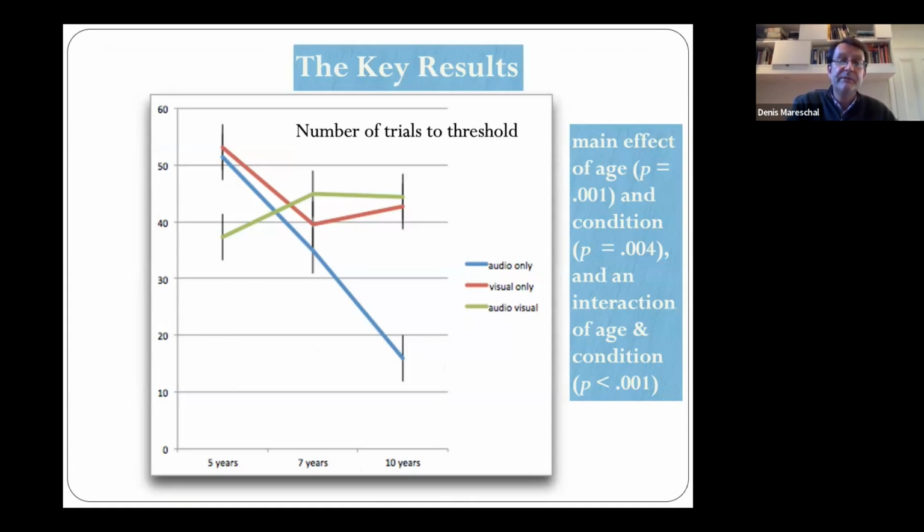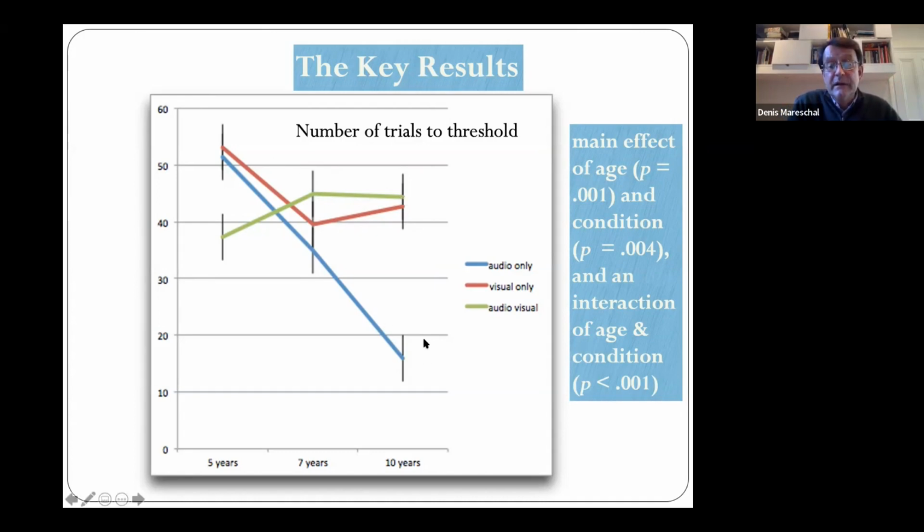And basically what we find is that the green line is the audiovisual group, blue is the audio, red is the visual. And what we find is that maybe for the 5-year-olds, there's a slight advantage of having audiovisual information rather than visual and audio only, in that it took them fewer trials to learn the category than for the others. But in fact, for the other age groups, audio-visual was basically the same as visual. So the children were captured by the visual information in the audio-visual.